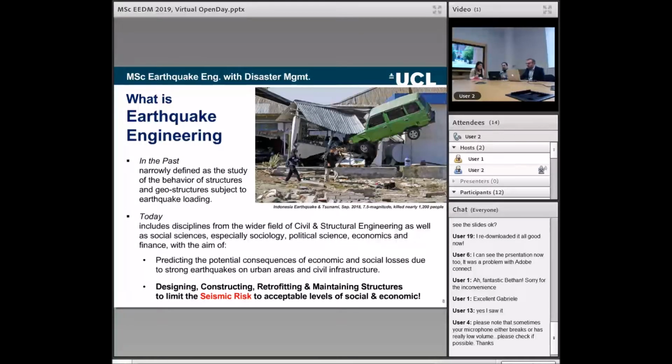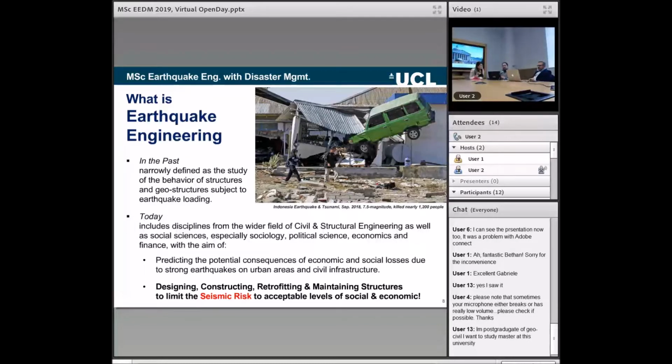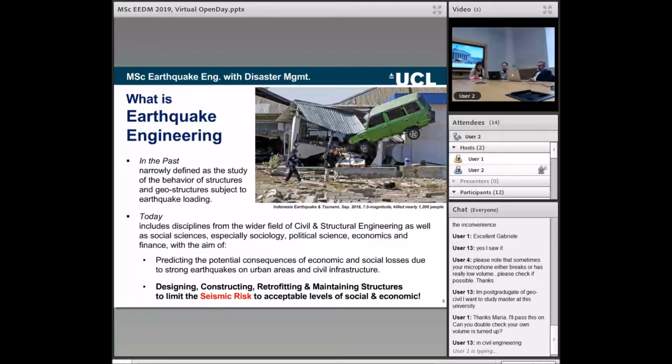But let's quickly get into what is earthquake engineering. So in the past descriptions, we had a very narrow definition of it. It was just studying and looking at the behavior of structures and geostructures when earthquake loading was applied. But nowadays we realize that it's a much wider discipline of civil, structural engineering, as well as other disciplines like social sciences, especially sociology, political sciences, economics, and finances.